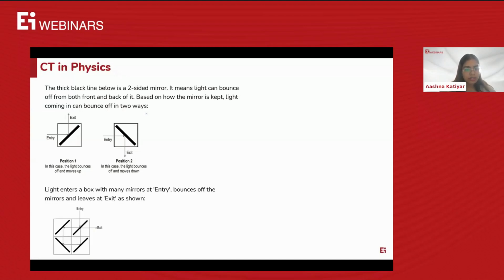So the question is, light enters a box with many mirrors. Sorry, this is another context that we're trying to set, because this is a grade 3 question. We wanted to give them a context wherein these mirrors are placed inside these boxes. So light enters a box with many mirrors at entry, bounces off of the mirrors, and leaves at exit as shown. We are giving the students an example of how light enters, bounces, and exits from a different point.